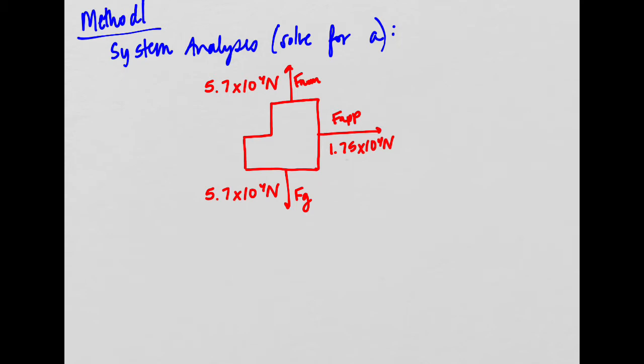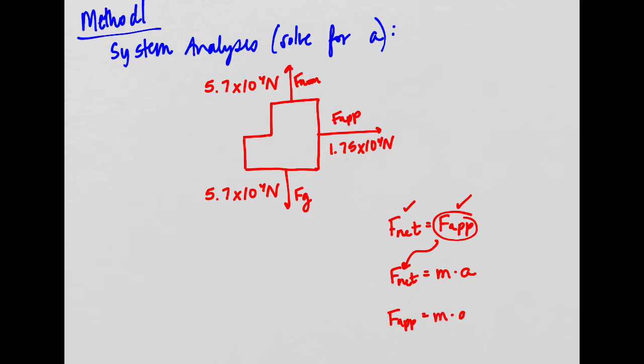Remember that F net in this situation, we're not looking at this one or this one because they're balanced. So the net force on this single object is equal to the applied force here. So we know the applied force, therefore we know the net force. We also know that the net force is equal to mass times acceleration, Newton's second law. So we can take F net, put it in there, and we get applied force equals mass times acceleration.